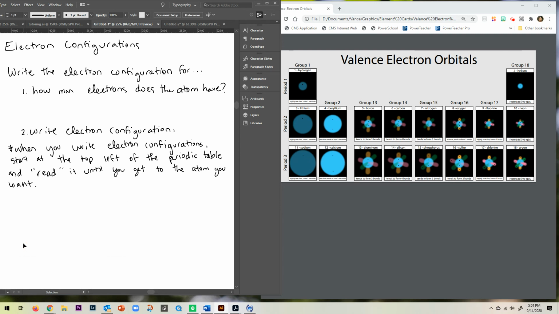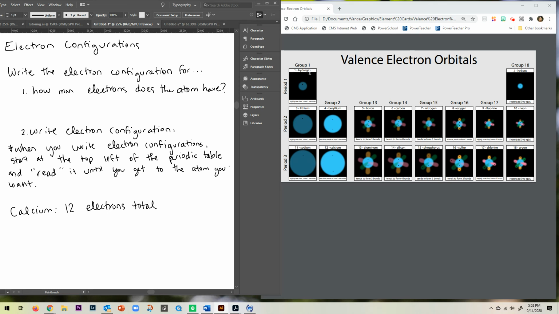Let's do another one. Let's do aluminum. No, let's just do, no, we did argon. I can't decide. Let's just do calcium. Okay, let's do calcium. How many electrons does calcium have? It needs to have 20 electrons total, right? Let's read top to bottom, left to right.